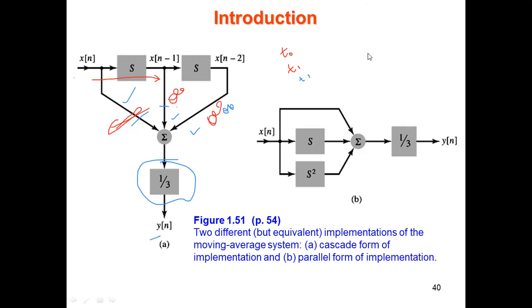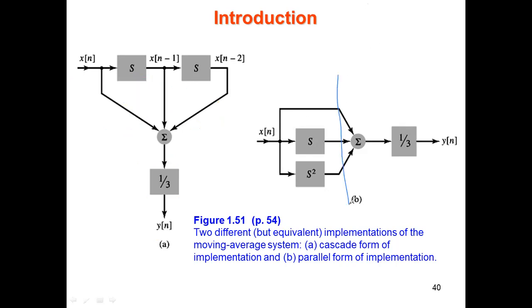In the second approach, what do you do? Simultaneously, your x of n, x of n minus 1 and x of n minus 2, all of them are fed simultaneously, and then you are dividing it. Of course, the example by the way is not so convincing, but let us simply buy the argument.